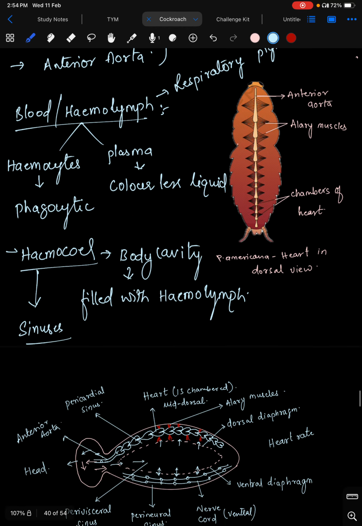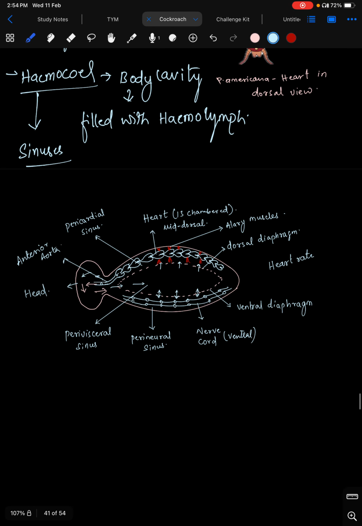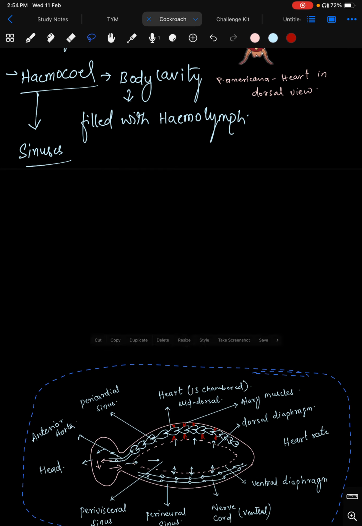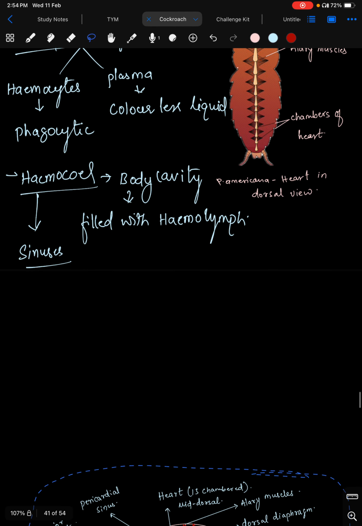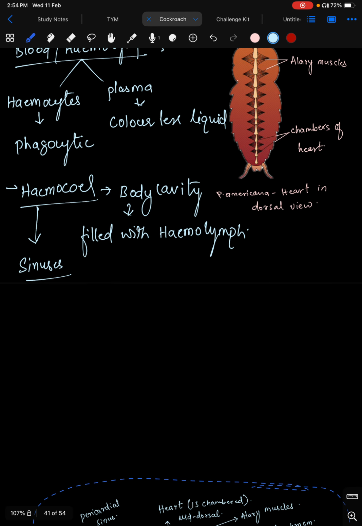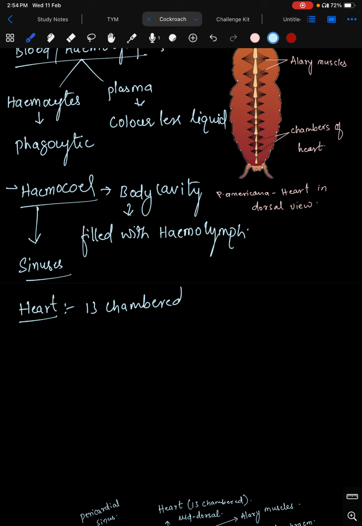Okay, so next is the heart. We'll take this downside. Heart. A 13-chambered heart is present. The cockroach has a 13-chambered heart, and these chambers are funnel shaped. And what is the location of the heart? Mid dorsal side.